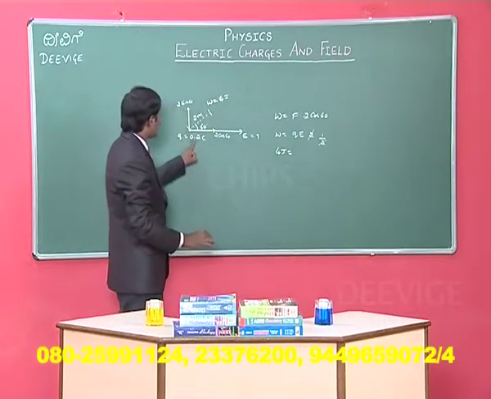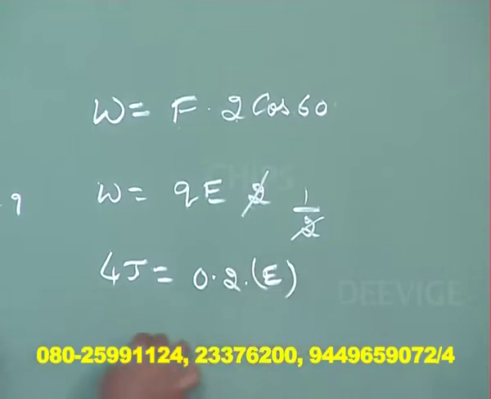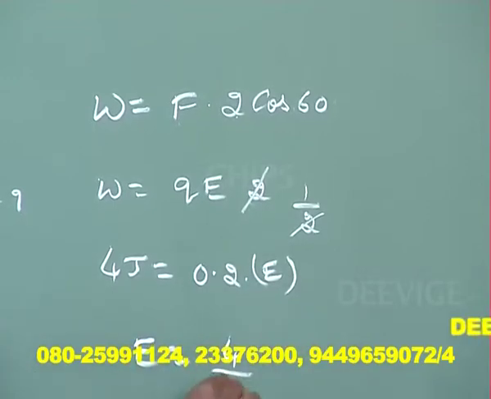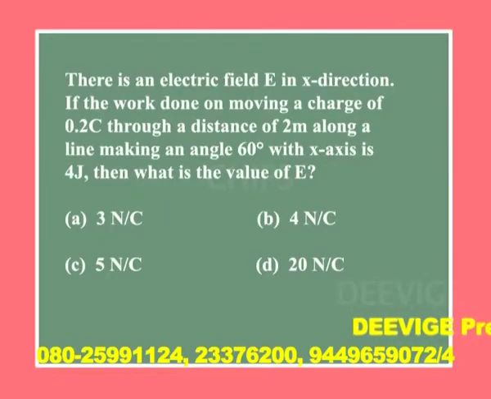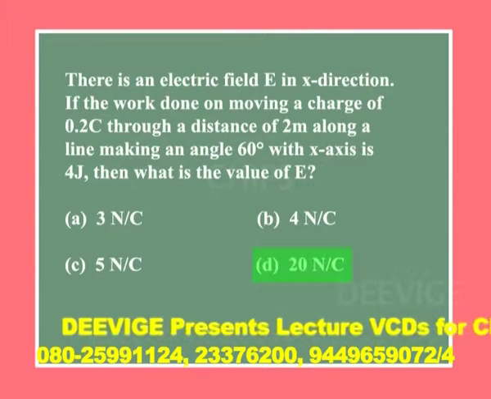And what is the charge that is given? 0.2 into electric field. So, electric field is nothing but 4 divided by 0.2. So, the electric field is 20 Newton per coulomb. So, the option is D, 20 Newton per coulomb.